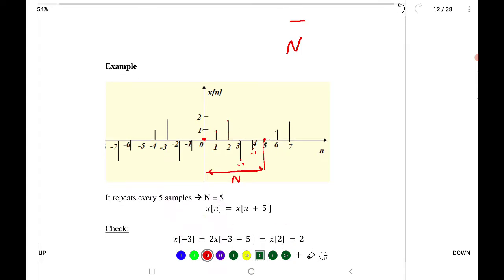What does it mean? It means x of n is equal to x of n plus 5. If you pick any number n, any number n.